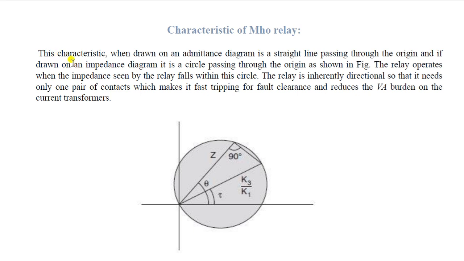Characteristics of Mho relay. These characteristics, when drawn on an admittance diagram, form a straight line passing through the origin, and if drawn on an impedance diagram, it is a circle passing through the origin as shown in the figure. The relay operates when the impedance seen by the relay falls within this circle. The relay is inherently directional, so it needs only one pair of contacts, which makes it fast tripping for fault clearance and reduces the volt-ampere burden on the current transformer.